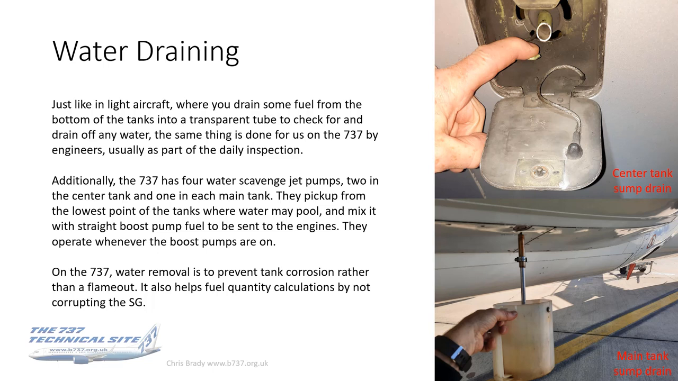Now, in addition to draining fuel out to remove water, anytime the boost pumps are on, they power water scavenge jet pumps. There are two of these in the center tank and one in each main tank. They pick up from the lowest point in the tanks where the water might pool, and mix this with straight boost pump fuel to be sent to the engines for combustion. Now, it might sound alarming that we're sending water to the engines, but again, don't worry about it. In the kind of quantities we're talking about, it's not a problem. And don't forget, in days of old, people used to inject water into engines for a bit of extra thrust. So these operate, as I say, whenever the boost pumps are on.